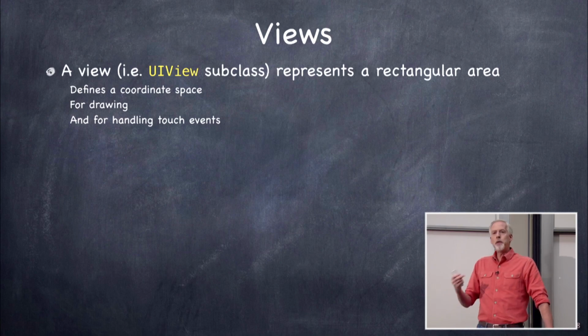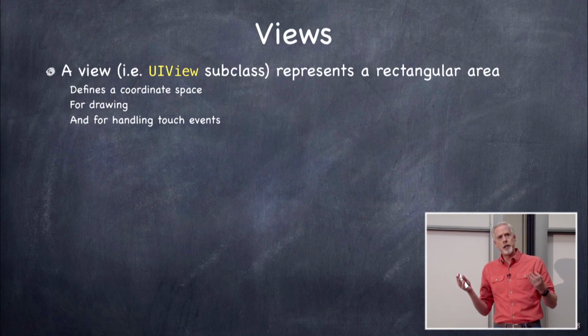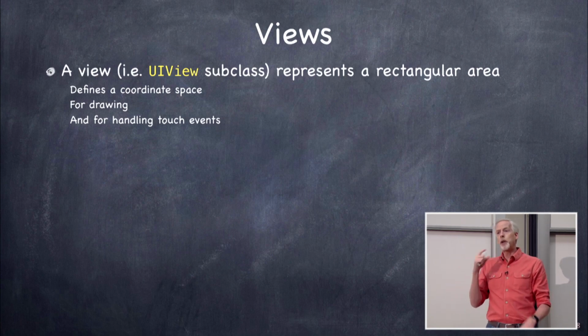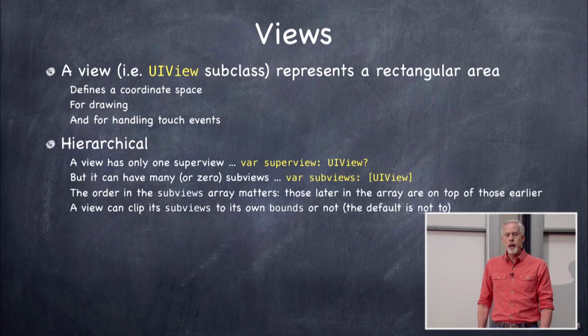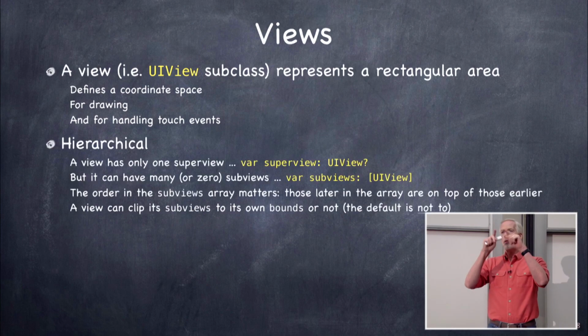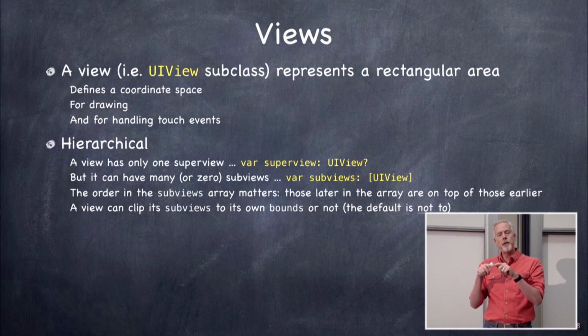Okay, so what is a view? What is a subclass of UIView? It's essentially just a rectangle on screen that defines a coordinate system. And this is a coordinate system you're going to use to draw, and it's also a coordinate system for getting multi-touch events, right, with the fingers on the screen. It's hierarchical, which means these rectangles live inside other rectangles, right? So the views inside views inside views.